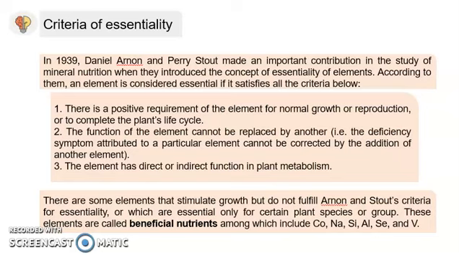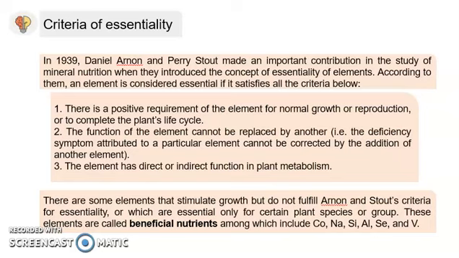So if that nutrient is deficient and cannot perform a function that is very important to the plant life cycle or plant processes, the growth of the plant is affected. The function of that element cannot be corrected, substituted, or performed by another element. The third one is that the element has direct or indirect function in terms of plant metabolism. So these are the three criteria of essentiality.